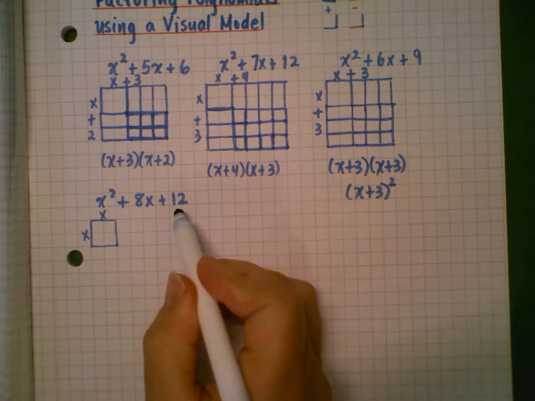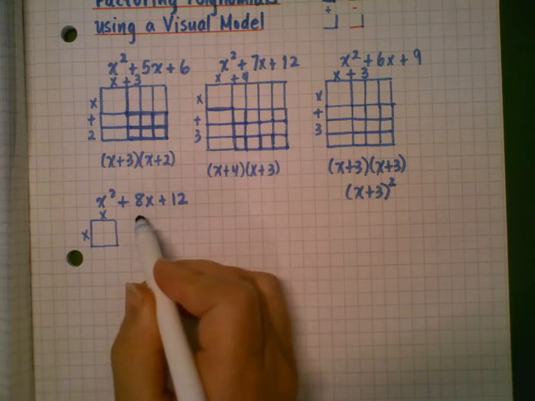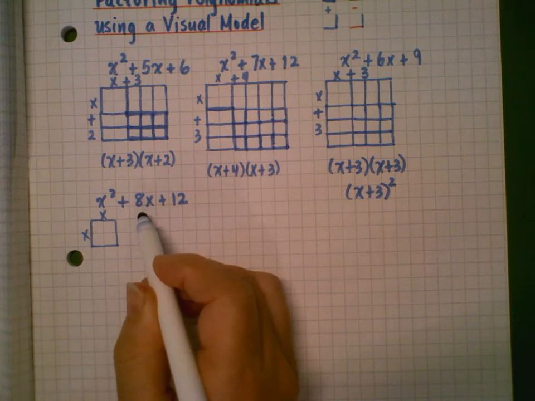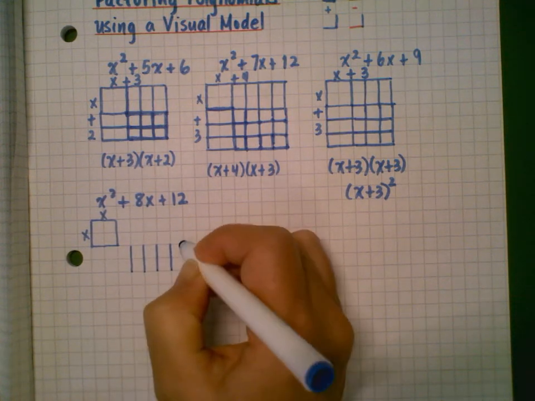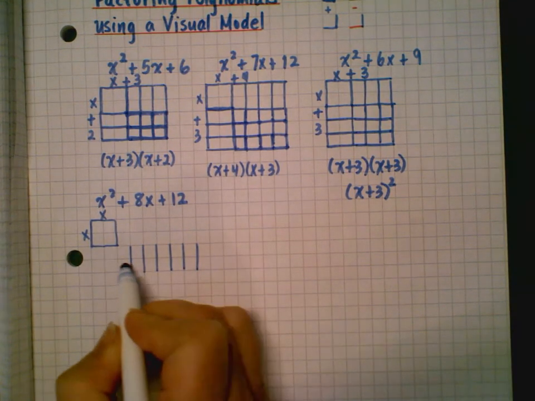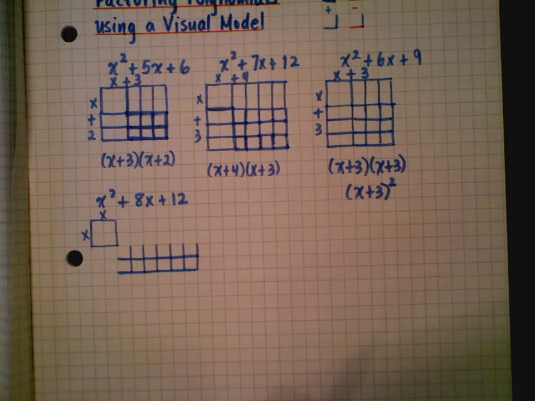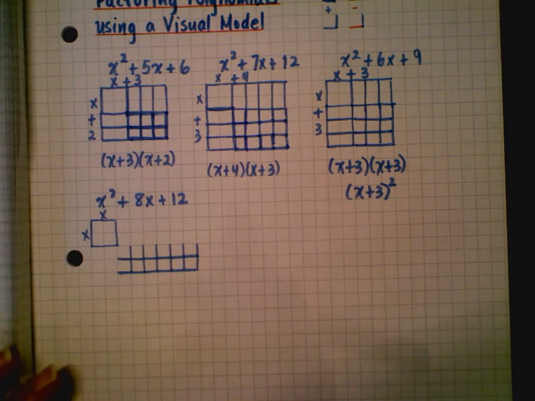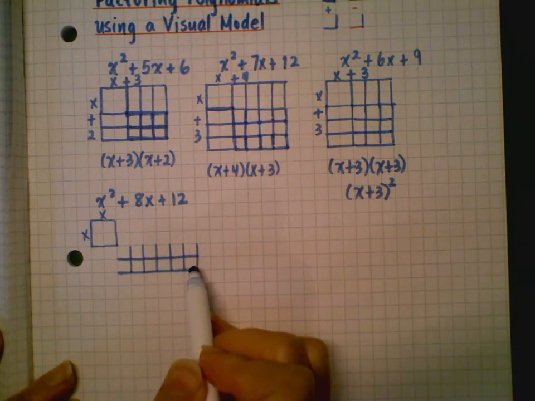And then the 12, I've got to think, how can I break it into 2 factors that will multiply to make 12, but they will add to make 8. And the combination that works for that is 2 times 6. So I'm going to go 6 lines that are too long. There, that's 2 by 6. And so currently all of these little boxes on the bottom right are representing that plus 12.